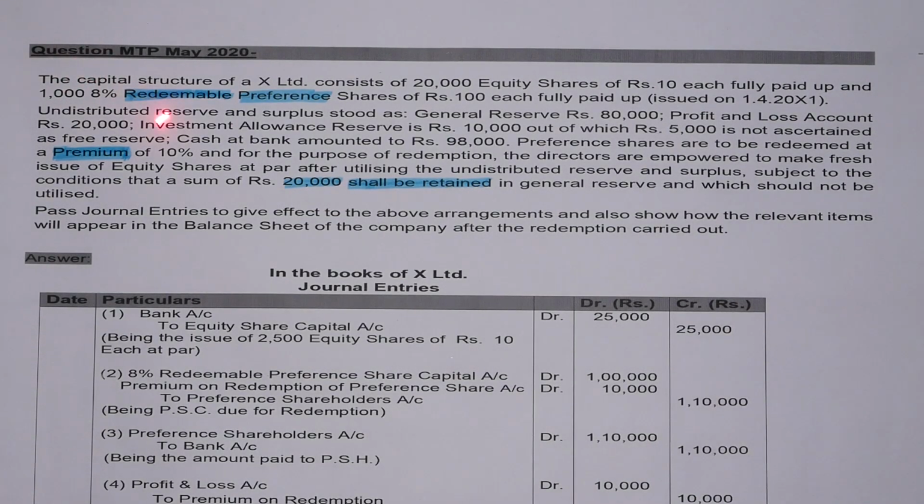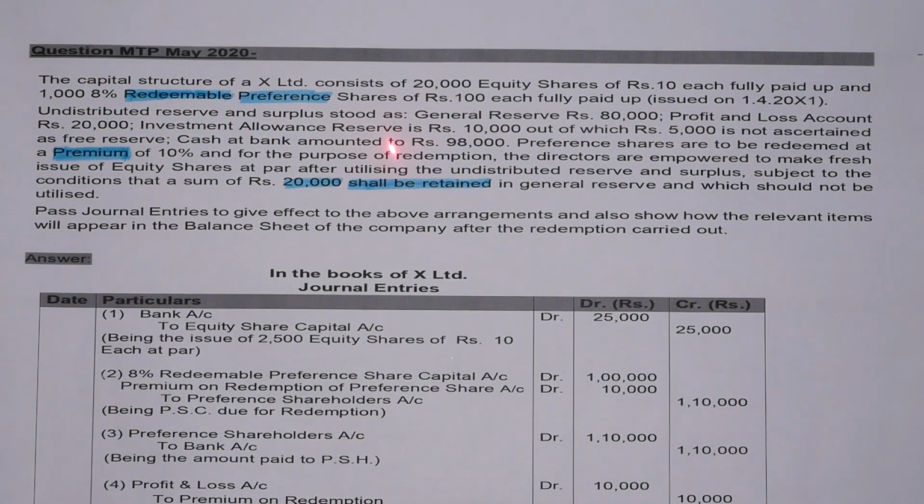The capital structure of X Limited consists of 20,000 equity shares of 10 rupees fully paid up and 1,000 8% redeemable preference shares of 100 each fully paid up. The undistributed reserves and surplus stood as: general reserve 80,000, profit and loss account 20,000, investment allowance reserve 10,000, out of which 5,000 is not ascertained as free reserves. Cash at bank amounted to rupees 98,000. Preference shares are to be redeemed at a premium of 10%.